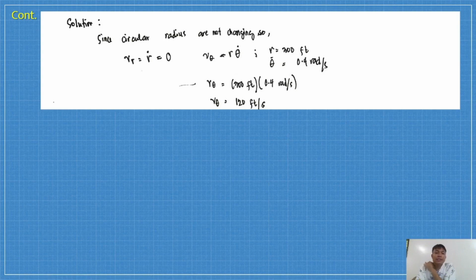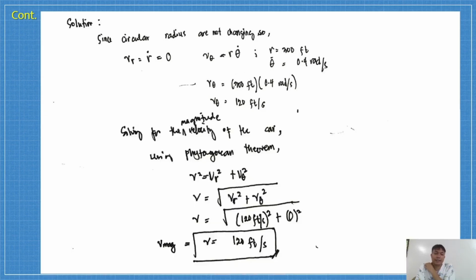So, solution. Since the circular radius is not changing, the velocity of our radius, r dot, is equal to 0, and our velocity with respect to theta is equal to r multiplied by theta dot. Since we are given the radius and theta dot equal to 0.4 rad per second, multiplying that we get v theta, which is equal to 120 feet per second.